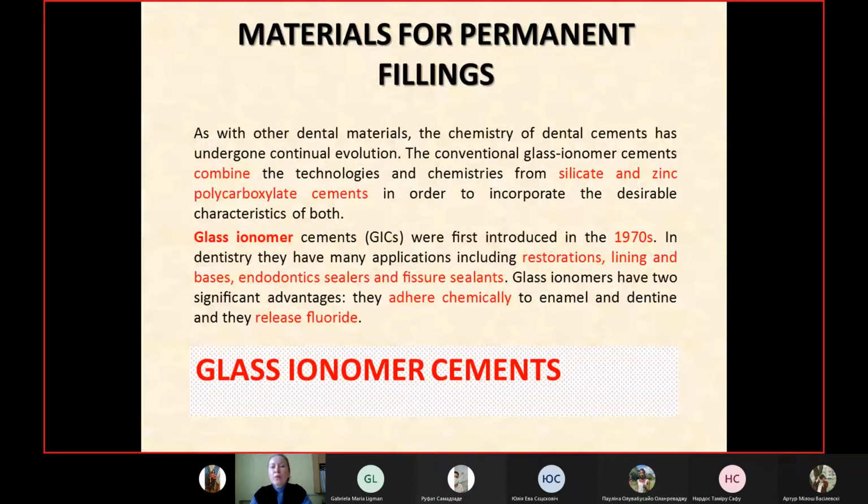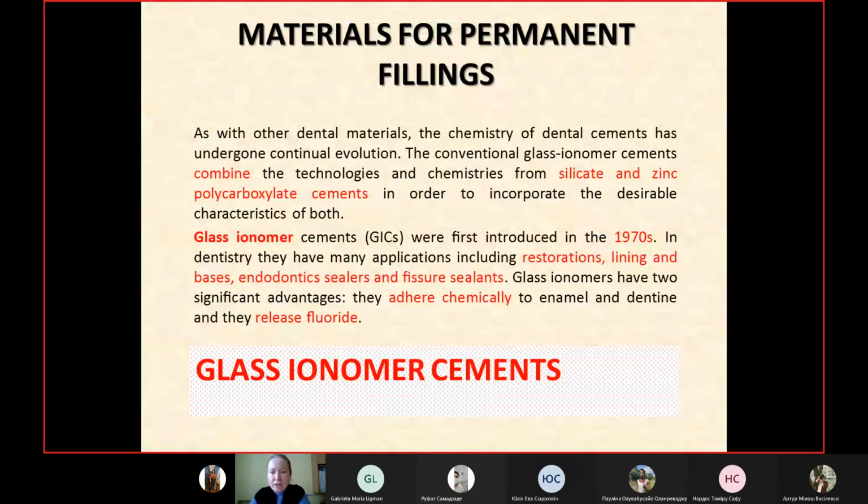And now we move to the materials for permanent restorations. So we have glass ionomer cements. This material was first introduced in dentistry in the 1970s, and from that time it has had many applications, including restorations, linings and bases. They can be used as well as endodontic sealers and fissure sealants.